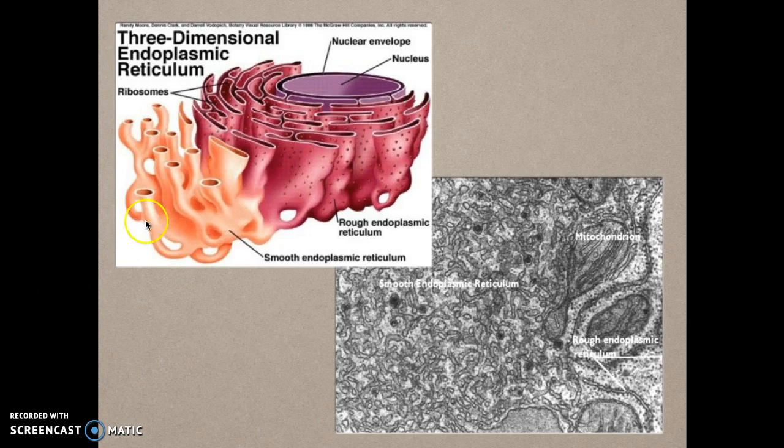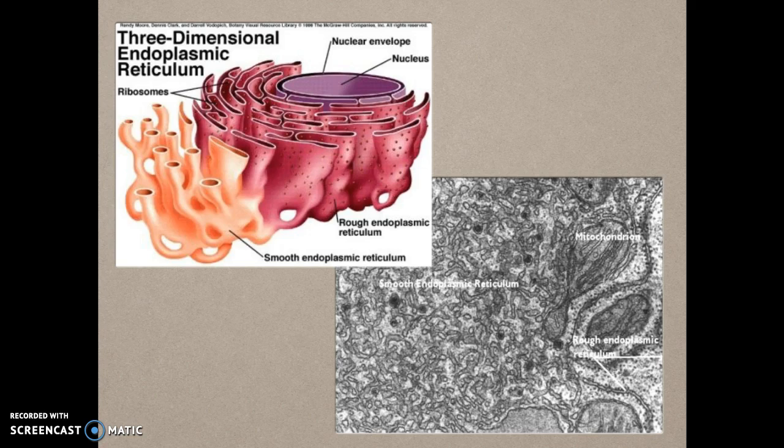Here are some pictures of it. The top left shows the smooth ER, the rough ER, the nuclear envelope, and the nucleus. I included this picture because you can definitely see the difference between the rough ER and the smooth ER, whereas the smooth ER doesn't have all those little dots, which are called ribosomes, on them, hence making it the smooth ER.